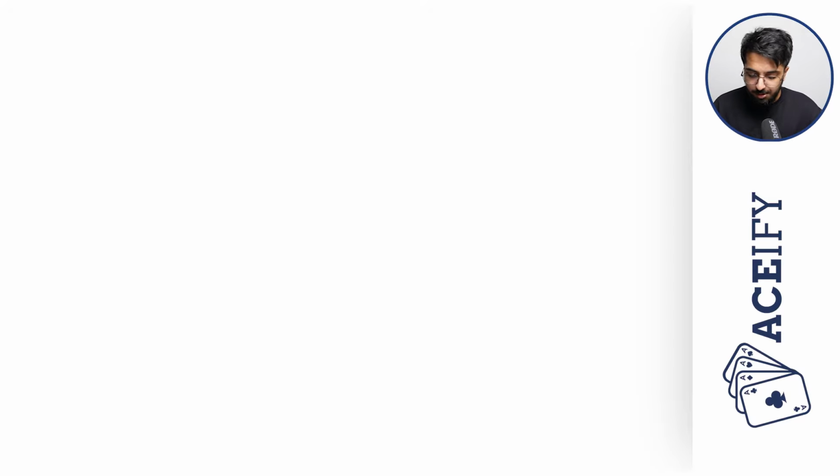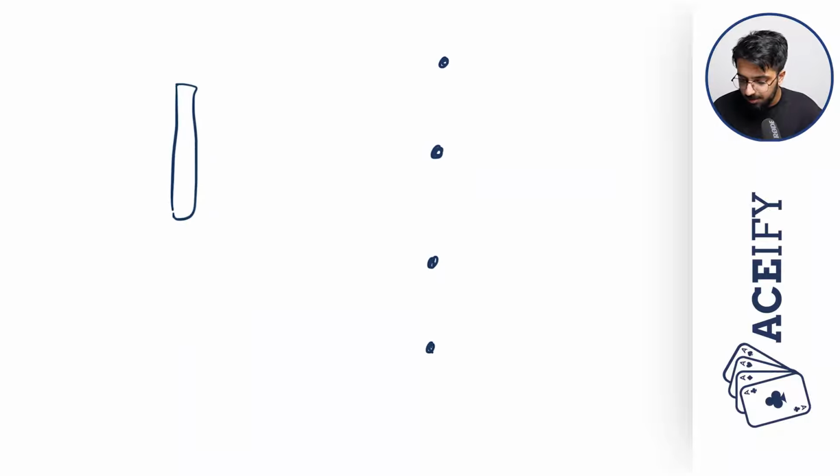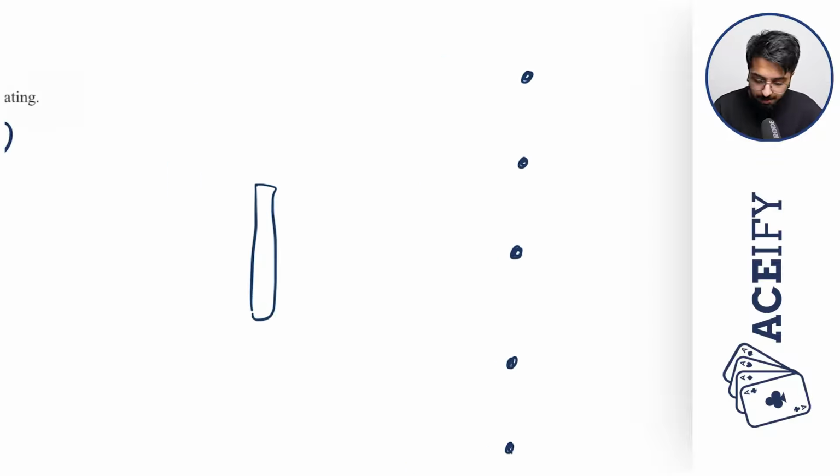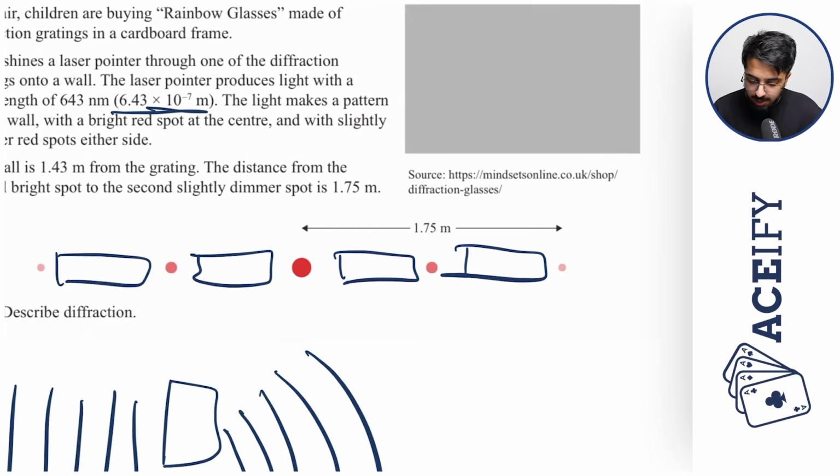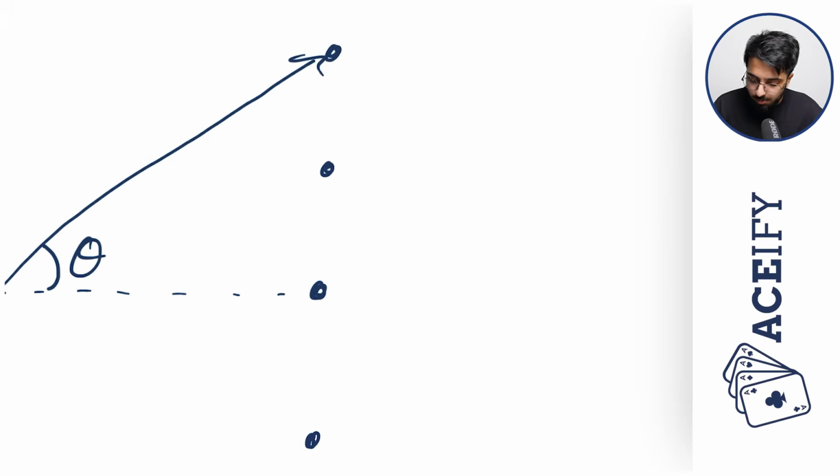If we have our diffraction grating right here, okay, and then we have our central maxima, our first order maxima, and our second order maxima, and we would obviously have the same thing on the other side, okay? And again, we have our light waves coming through here, okay? We're going to have our first order maxima, and we are going to have a second order maxima here, and this angle we can call theta. We are given the distance between our central maxima and our second order maxima, so that is equal to 1.75 meters, okay?